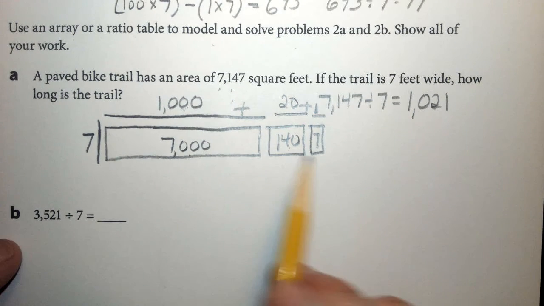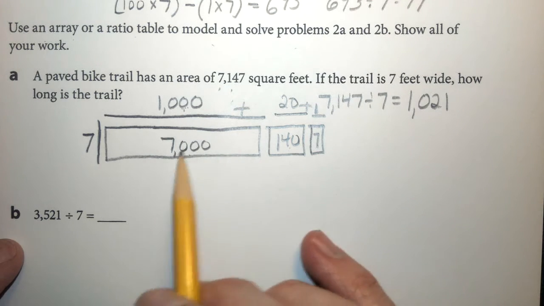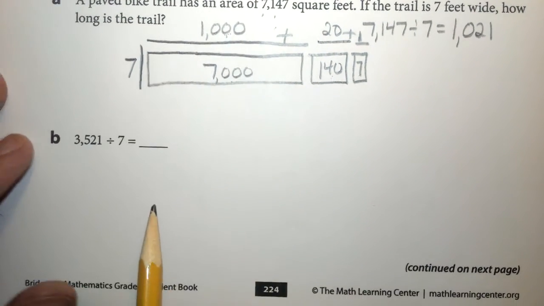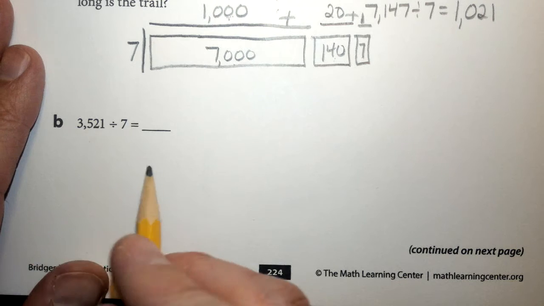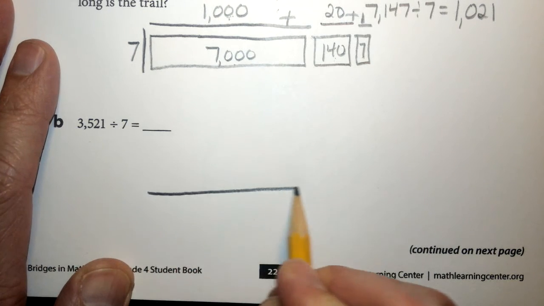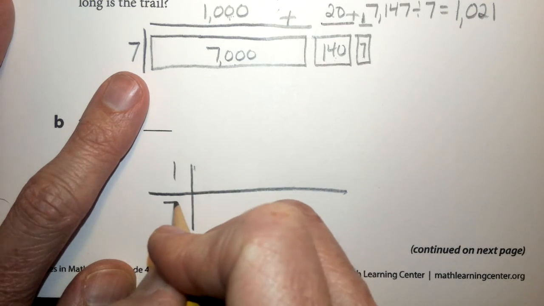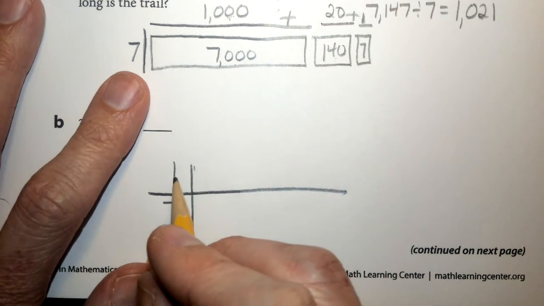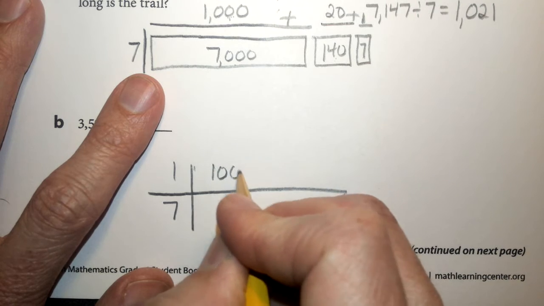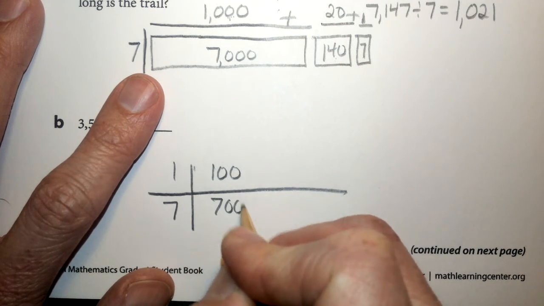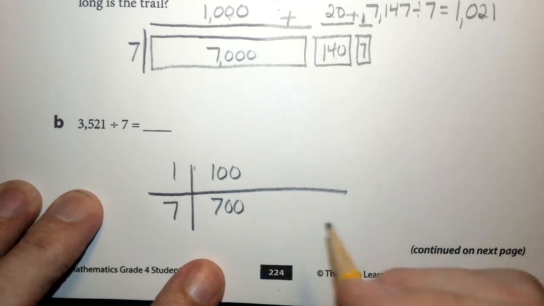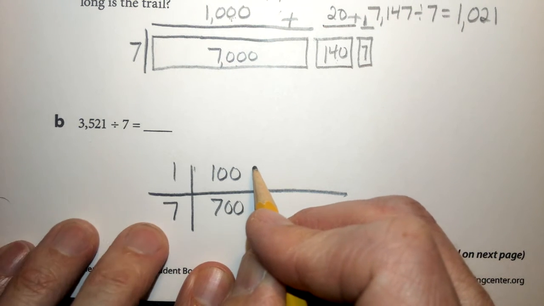And I'll show you long division in a moment for that. So let's do a ratio table down here for this one. This is a division problem. So I'm going to do a 1 by 7 here. This is 1 over 7. So let's jump to 100, and that's 700. And again, I want you to do this with me. So if I'm going too fast, you can pause the video.